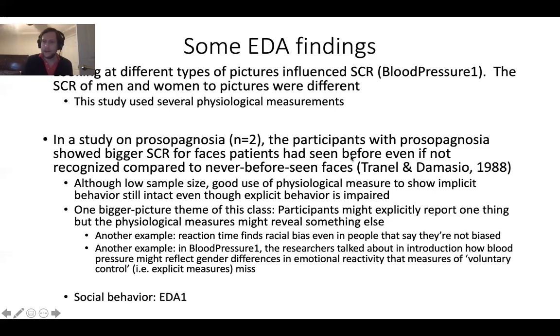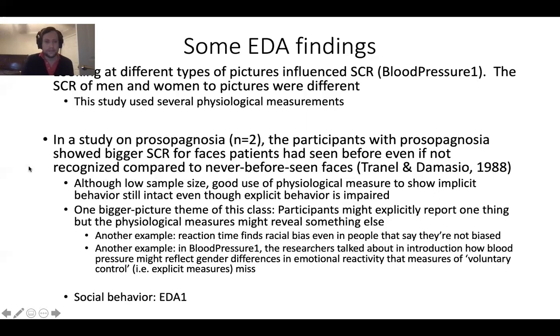Even though the people could not say that they had seen the faces before and they didn't recognize these faces, their skin conductance responses did differentiate between those faces that they had seen before and those that they had not. So it was bigger skin conductance responses for the faces that they had been presented before, even though they didn't recognize them, compared to faces that they had never seen before.